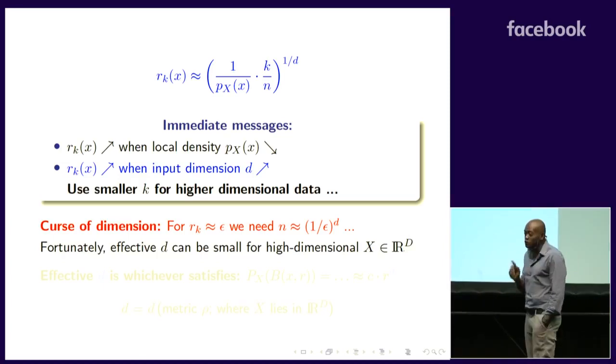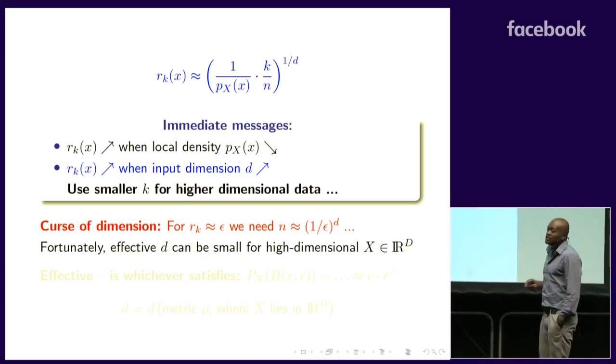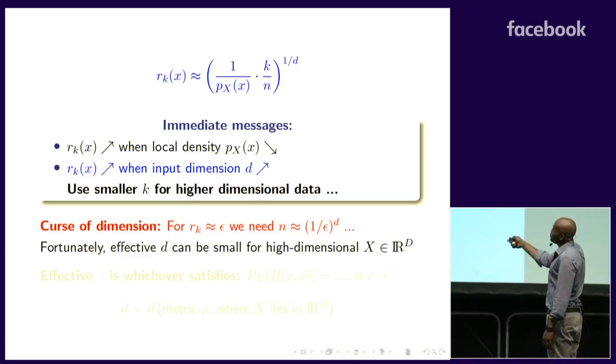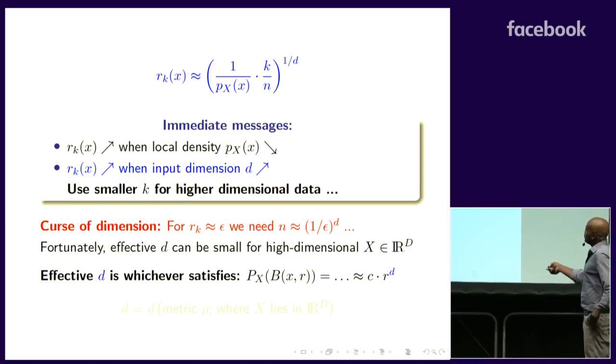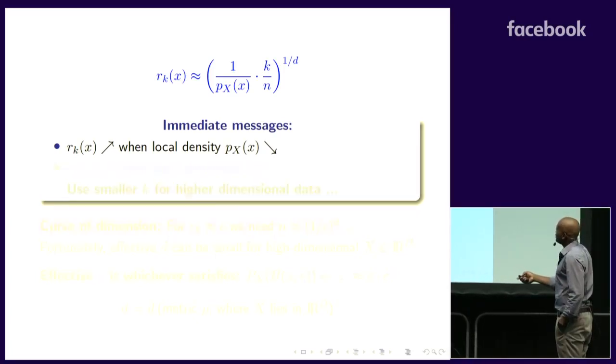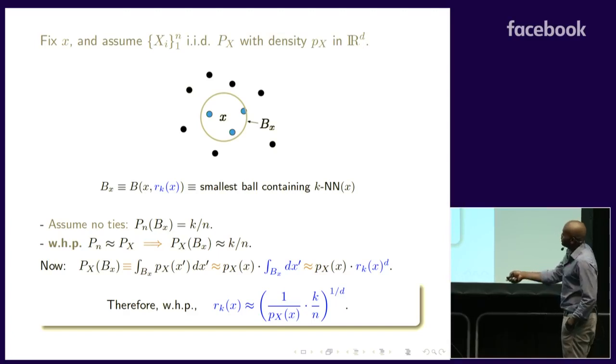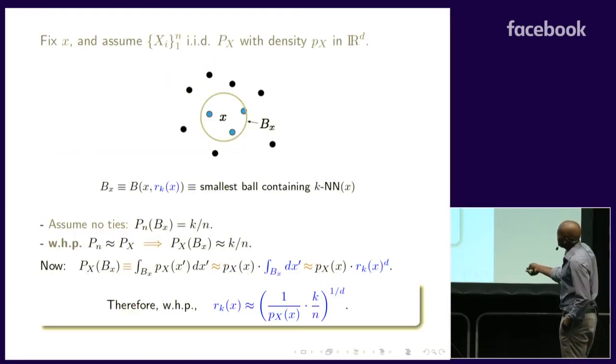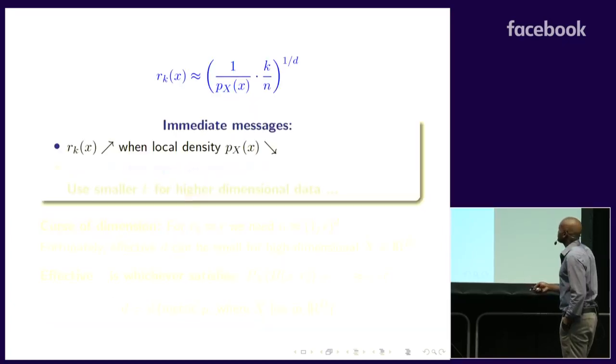However, fortunately, little d does not have to be the dimension of the data. So that's a big message that I'll try to give some intuition for. The little d here does not have to be the dimension of the data, but we'll view the little d as some sort of effective dimension. Why? Because in order to obtain this equation, all we had to do was, if I go back a little bit, in order to obtain that equation, we went through this computation. We went through this argument. So the argument really boiled down to Px of Bx being approximately RK of X to the d.